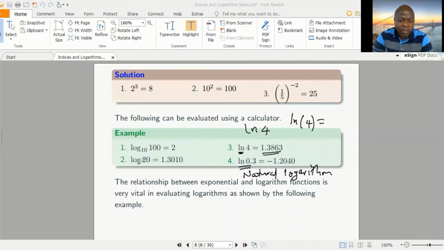Now, when the base is silent here, we know that it will be 10. Now, what is ln? Natural logarithm ln of 4 is just the same as log of 4 to base e. And we know what e is; we had already defined e. But still, I've said just use your calculator. We shall come back later and see how we relate these to get the answer.